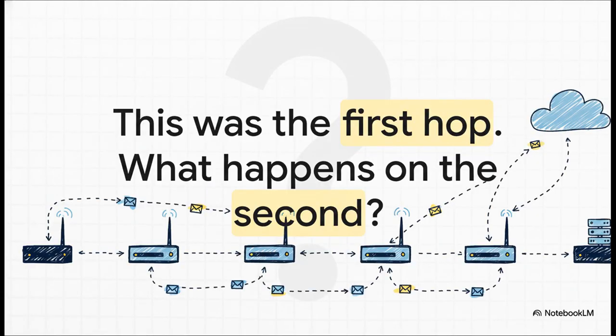So we made it. We navigated that critical first hop. But that just gets our data to the edge of our own network. What happens next? When your router sends it to the next router and the one after that, how do they know where to go? Well, that's a whole other journey.